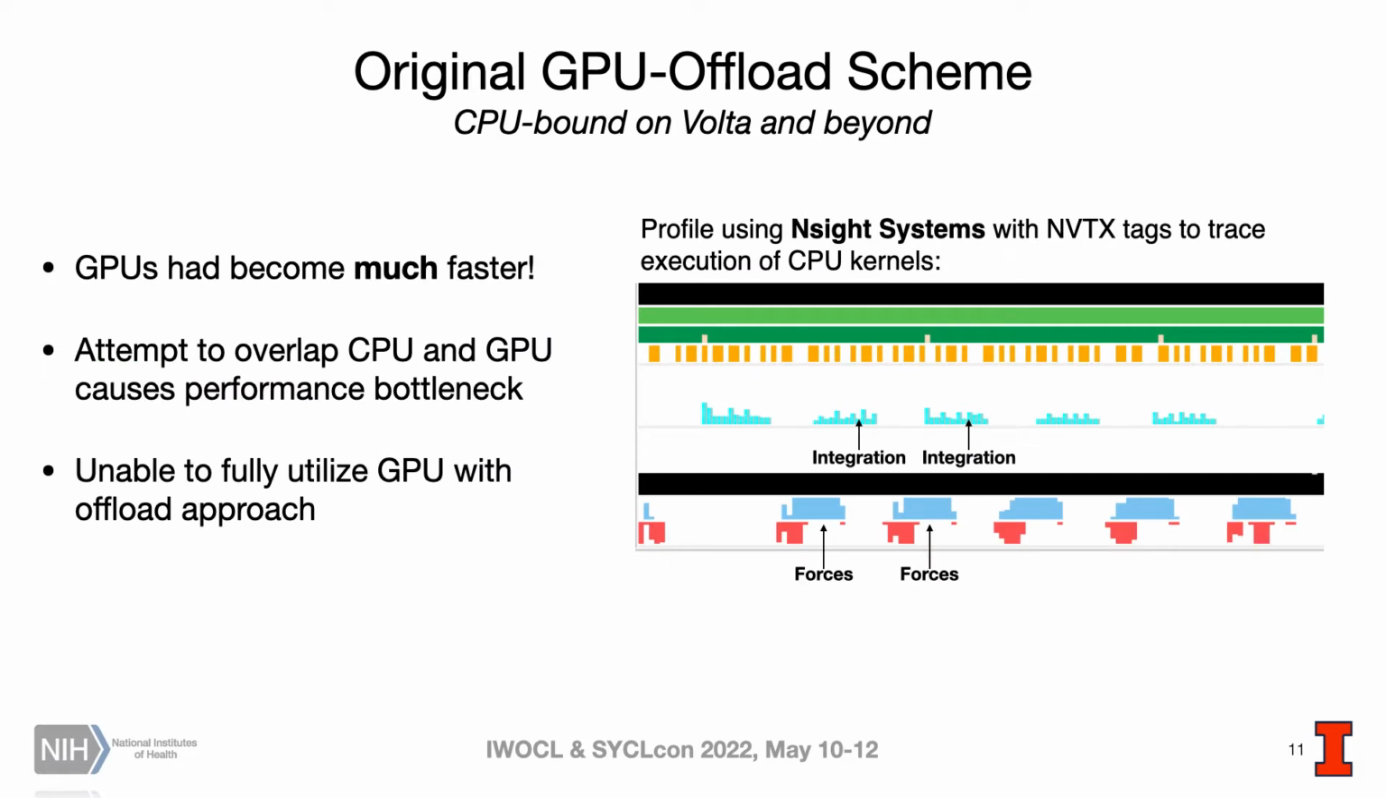The GPU offload approach worked quite well on earlier GPUs when we were able to get good overlap between the CPU and GPU workloads. However, once we get to the Volta generation and beyond, profiling shows the GPU offload approach to be CPU bound. Using Insight Systems with NVTX tags to trace execution of the CPU kernels showed us that the big gaps in the timeline between the GPU force calculations were due to the GPU waiting on the CPU to finish its integration calculations.